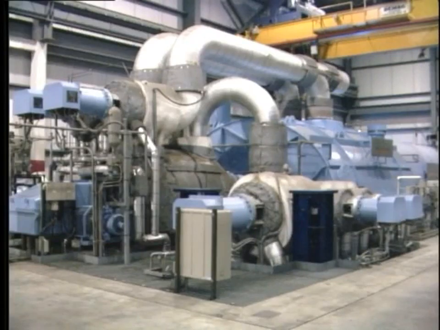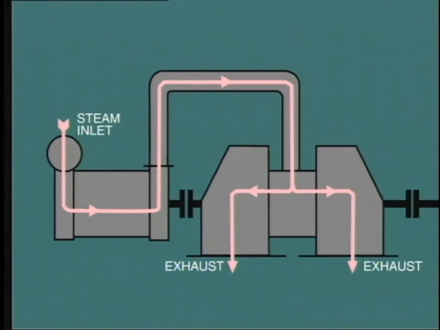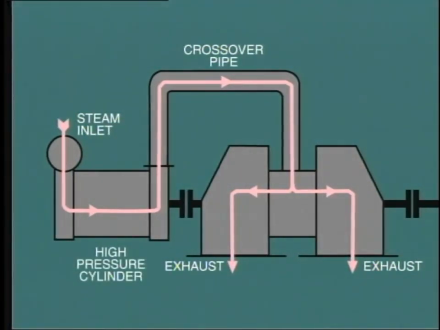On turbines of high output, say above 100 megawatts, it becomes physically difficult to make the cylinder large enough to accommodate all of the low-pressure steam. To get over this problem, multi-cylinder arrangements are used, and let's look at some of these arrangements. Here we see a common arrangement of two cylinders which may be used for units of up to about 150 megawatts. Crossover pipes are used to connect the exhaust from the high-pressure cylinder to the inlet of the low-pressure cylinder.